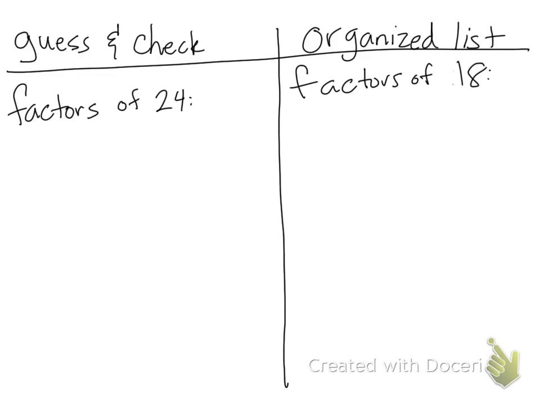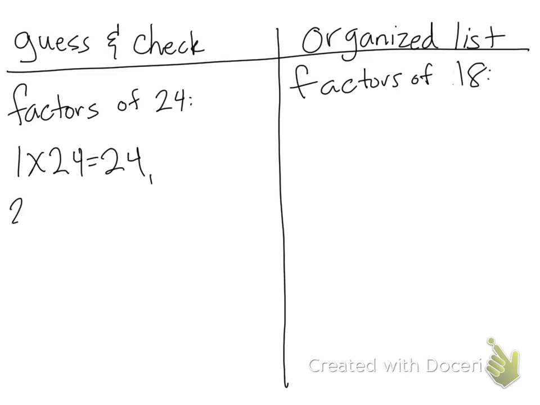There are several ways to find factors. The first way is to guess and check, and the second way is to make an organized list. Let's try the guess and check method first. Let's find the factors of 24. So the factors of 24, starting with 1, would be 1 times 24. That equals 24, so I know that's correct.